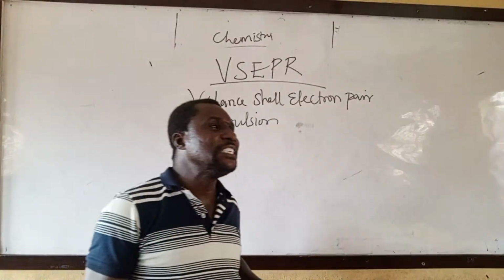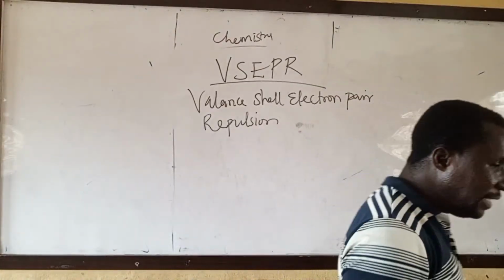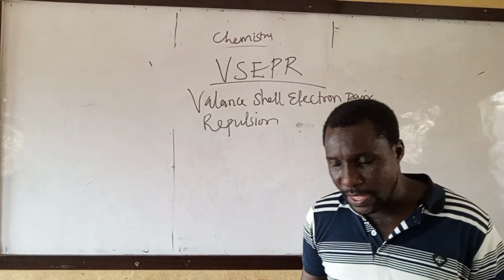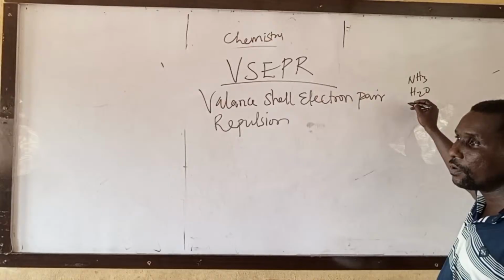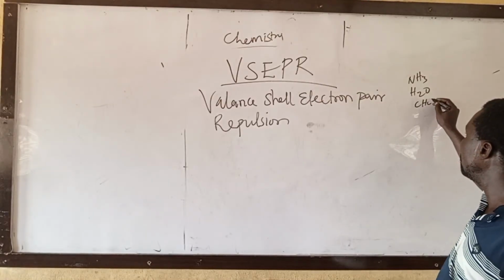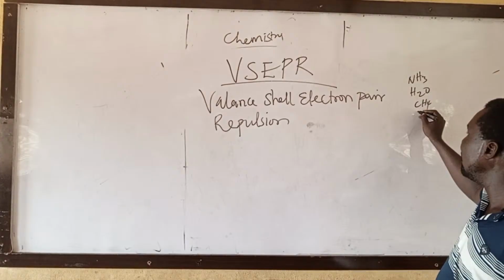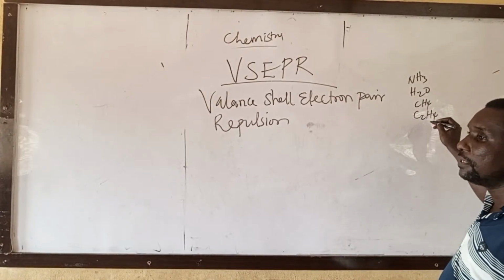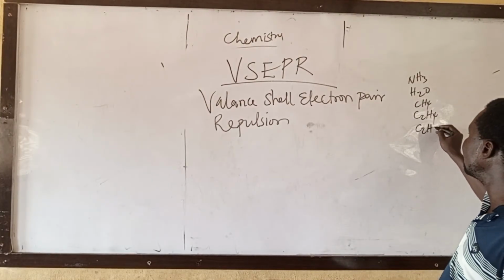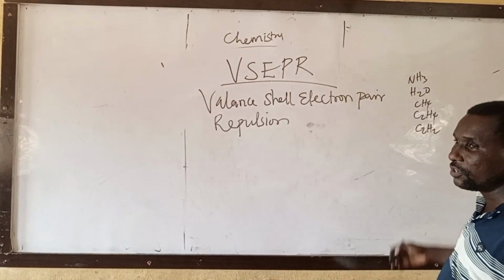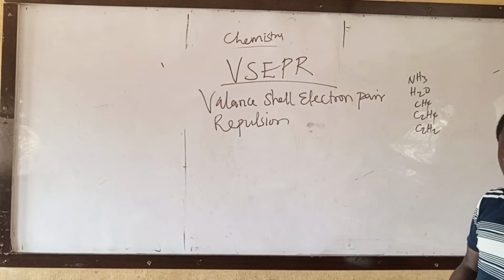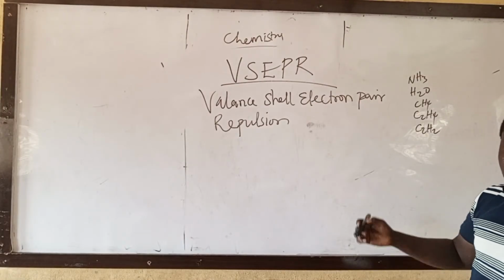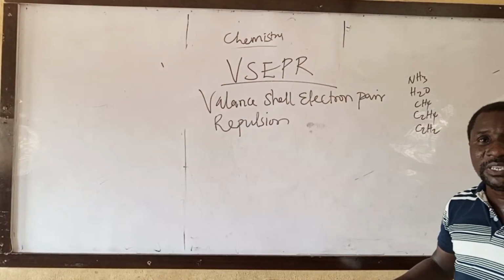Right. This is used to predict the shape of methane, ethene, and ethyne. These are just what they want you to know. According to them, what do we use to predict shape?